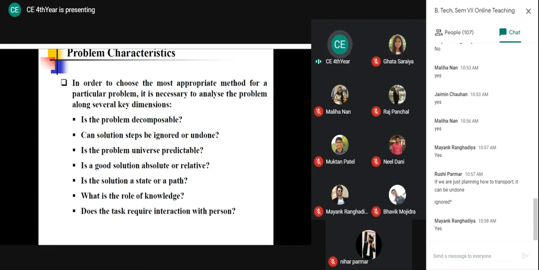Ma'am, in the case of ignored and undone, if we are solving it in real time, like we are sending two and then calculating what to send next, then it can also be undone. And if we are just planning ahead that we will send like this and then transport like this, then it can be ignored, but otherwise it can be undone also. Okay, okay, okay.